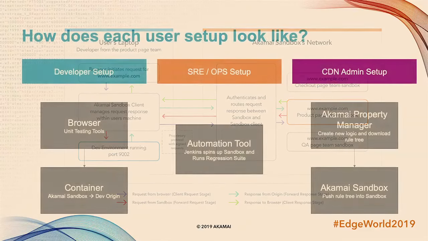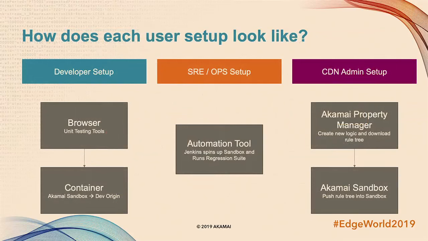So the final thing, before I move it over to Paulo, I want to talk about how every user uses the product today. These are the patterns that we have today. You have developers, you have ops engineers, and then you have CDN admins. Developers use this in their browser. They throw this into a container. Inside the container, they just pull in the thin client along with their Node.js or their dev environments, and they just open up a browser, whatever unit testing tools that they have, they send it over to the container.